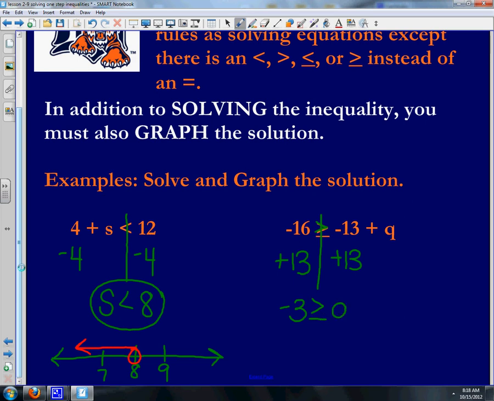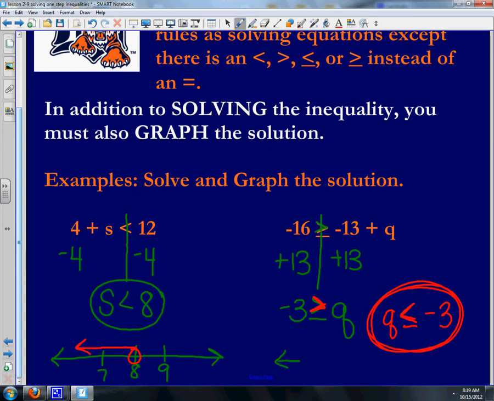equal to q. Now, this might mess you up a little bit, so if this messes you up, you can always flip it around so that q is on the left. So I like to put q. Now look, my sign is pointed towards q. So I have to point my sign towards q, and then it's negative 3. So q is less than or equal to negative 3.